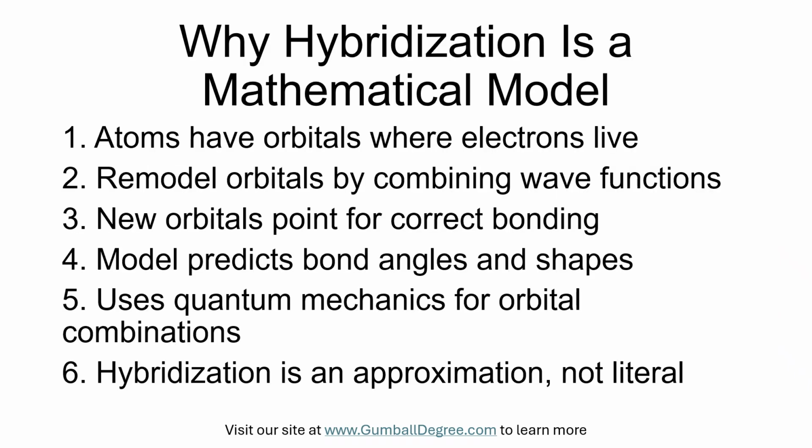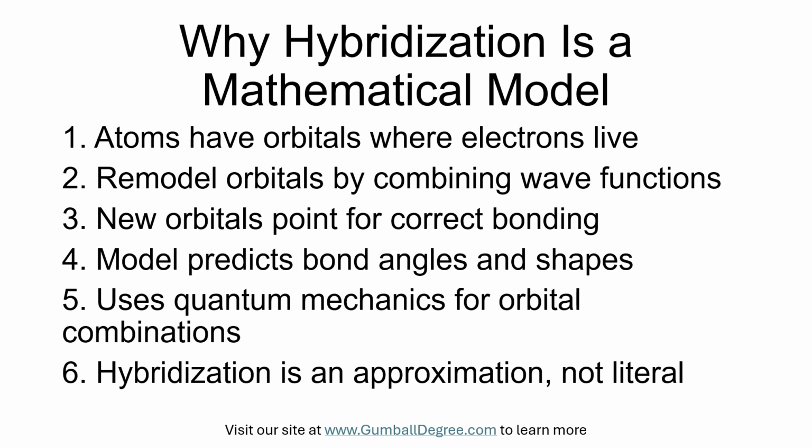Think of atoms like tiny houses with rooms called orbitals where electrons live. And sometimes the rooms need to be rearranged so the house fits together better when it connects to other houses. Hybridization is the math way of remodeling those rooms by adding and subtracting wave functions, so the new rooms point in the right directions for bonding.